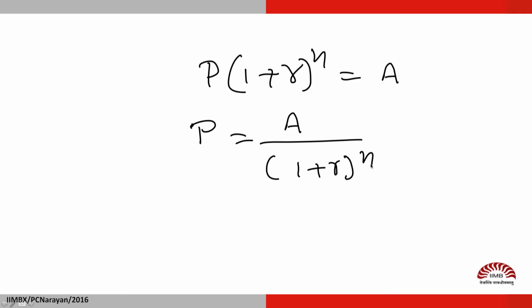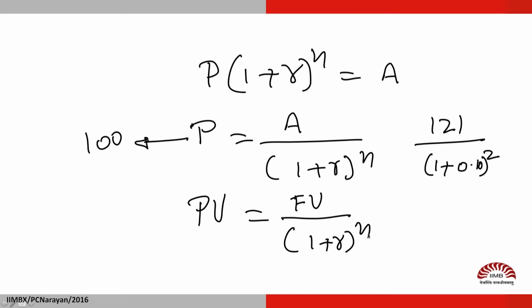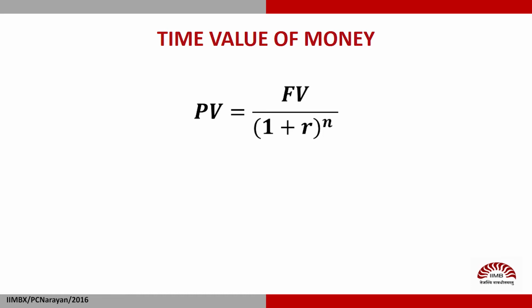Now what we're basically saying is, if I had 121 currency units at the end of 2 years and the interest rate was 10% for 2 years, this amount will be equal to 100. Now this is central to the concept of time value of money. I would replace the principal, which is the amount of money you have today, with the present value, which is equal to the amount you will have at the end of 2 years, the future value, divided by 1 plus r to the power of n. And this is the fundamental equation for time value of money: present value into 1 plus r to the power of n is equal to the future value.